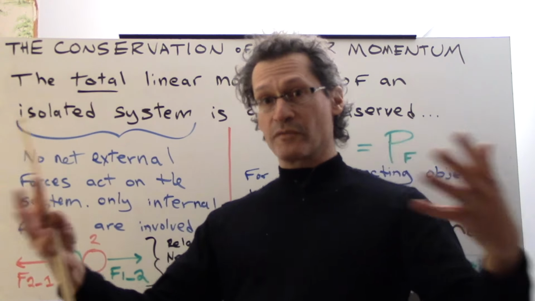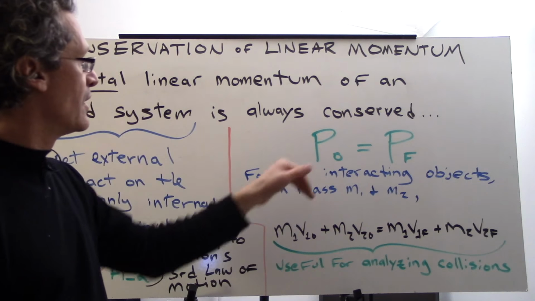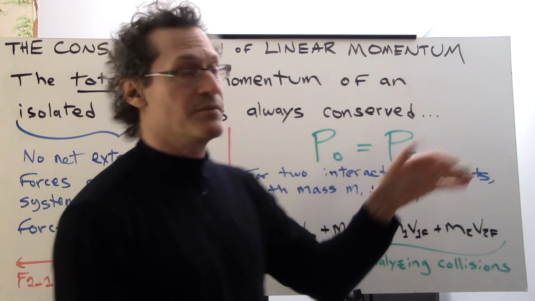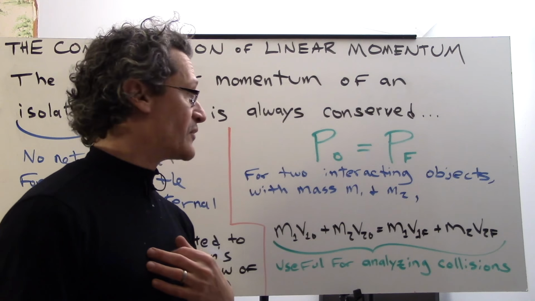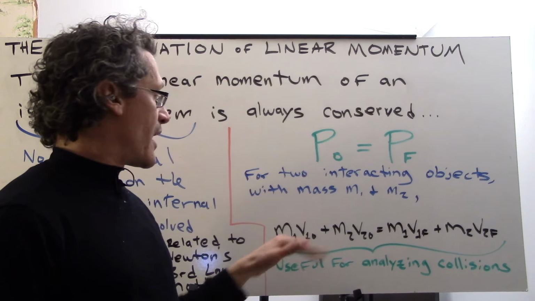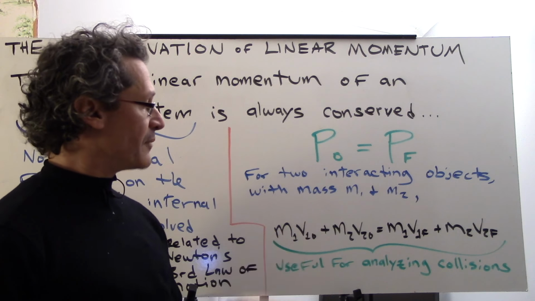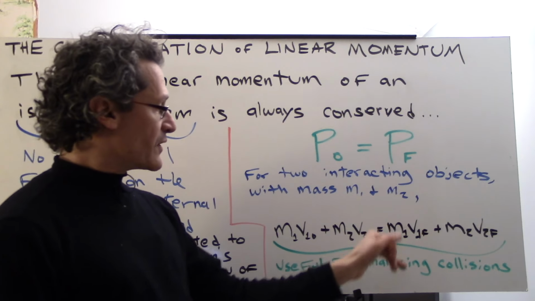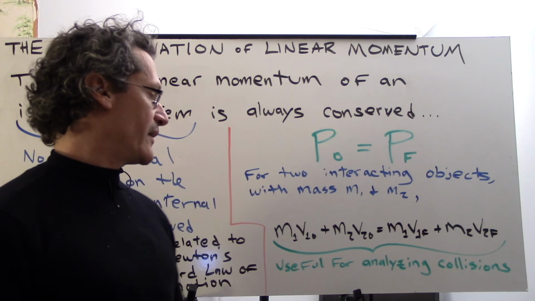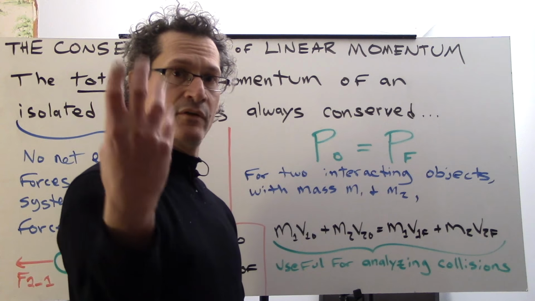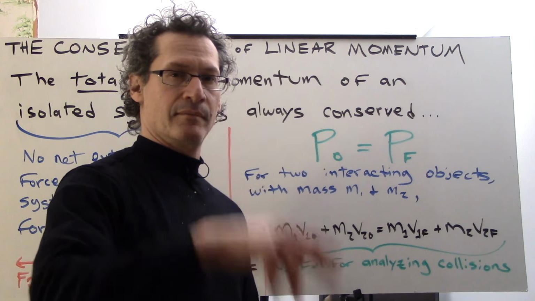The total system conserves momentum such that for two interacting objects with masses m1 and m2, p naught equals p final. Remember that p is momentum. And this is the overall expression for these two objects. We have m1 v1 naught plus m2 v2 naught equals m1 v1 final plus m2 v2 final. This will be useful in analyzing collisions, of which we will do two types soon.